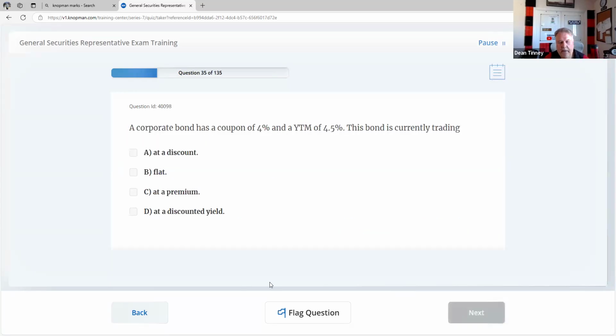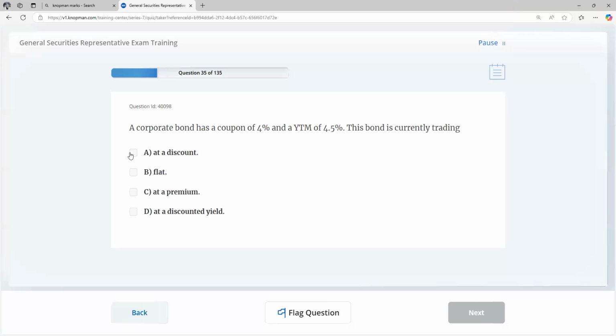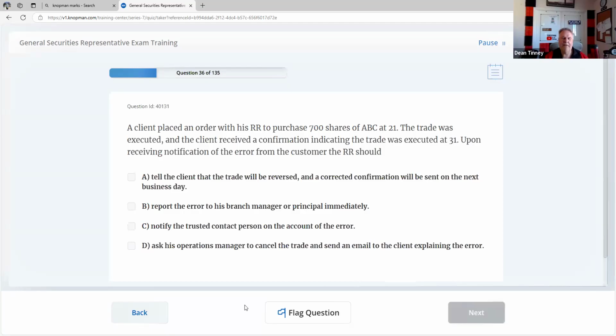But a corporate bond with a coupon of 4 and a yield to maturity of 4.5 is currently trading at, I know you're going to get this one. A discount. Right on, teeter-totter seesaw.